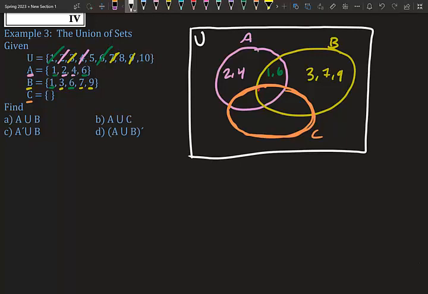Now, what's left over goes inside the box. So we have 5, 8, and 10 left over. Now that we have our box filled out, let's go ahead and start answering some questions. So we have to find A union B. So we want to list every number that's inside the A and B circle.